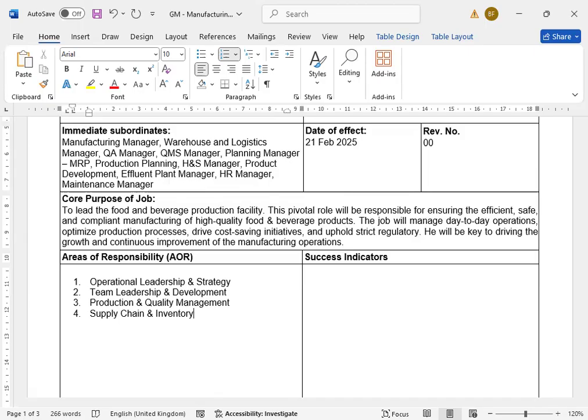Okay, inventory, the SKUs, the stock keeping unit, not safekeeping, stock keeping unit. Okay, the finished goods or the finished products. So inventory optimization.